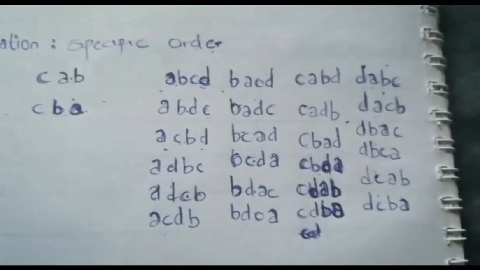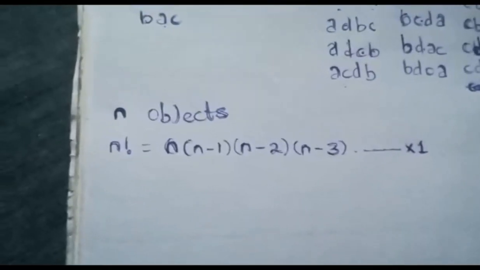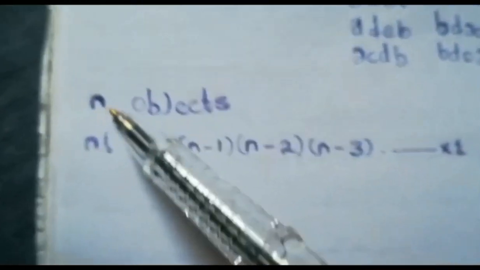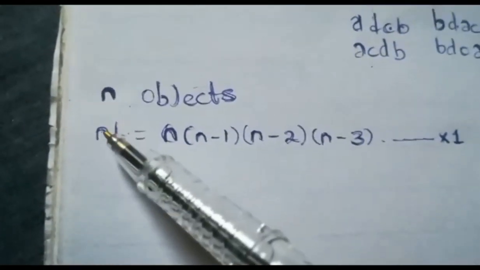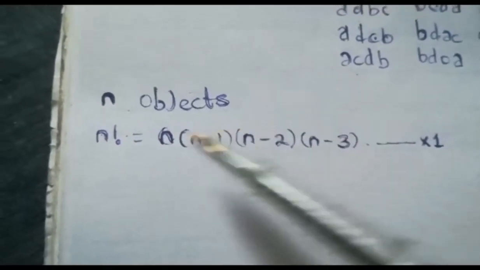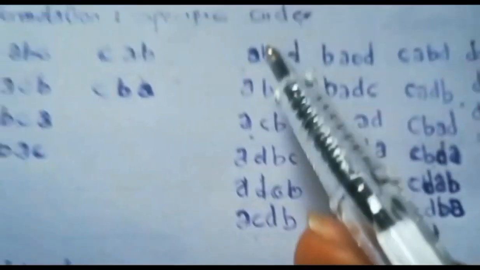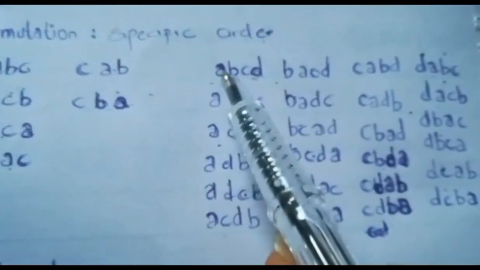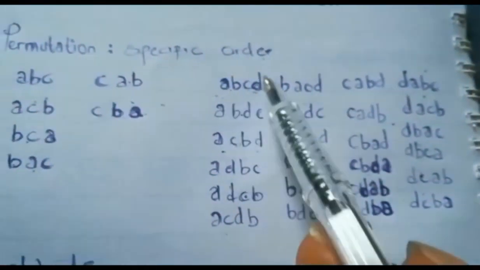But there should be an easier way of calculating this. That's when we have factorial. If you have n objects, the number of ways of arranging them is n factorial. It's written with an exclamation mark, but we call it n factorial. So we do n, n minus 1, n minus 2, n minus 3, which means the value is decreasing by 1 each time. For A, B, C, D, that's 4 letters, so your n is equal to 4.